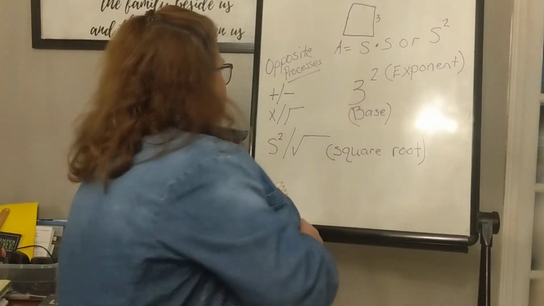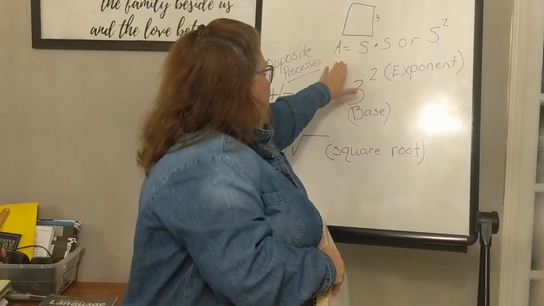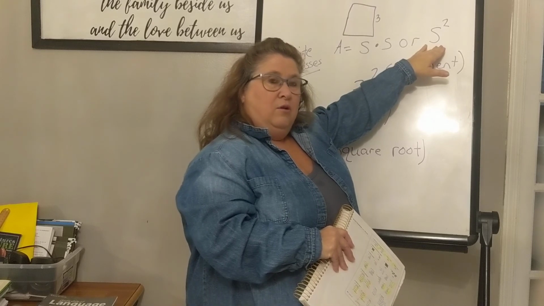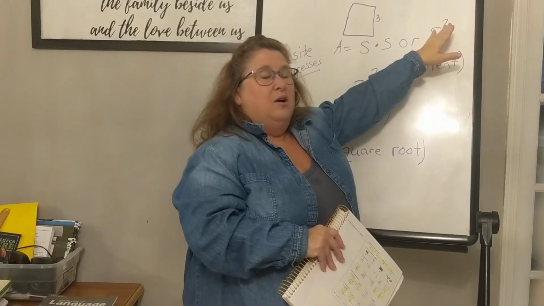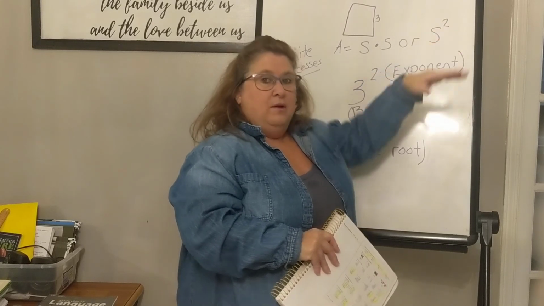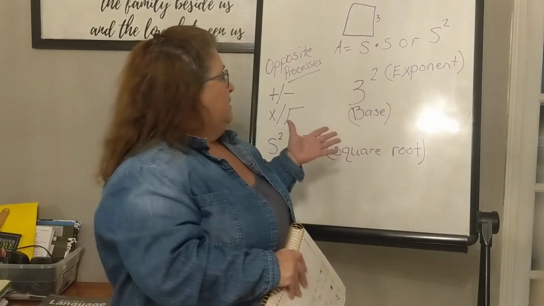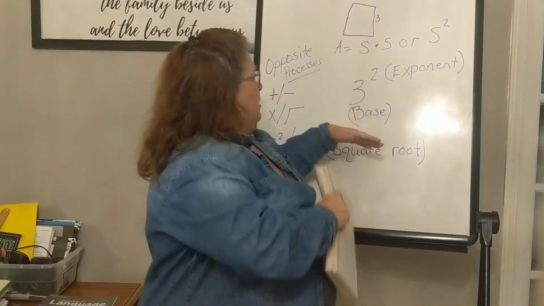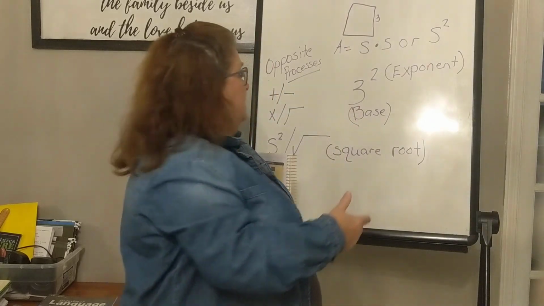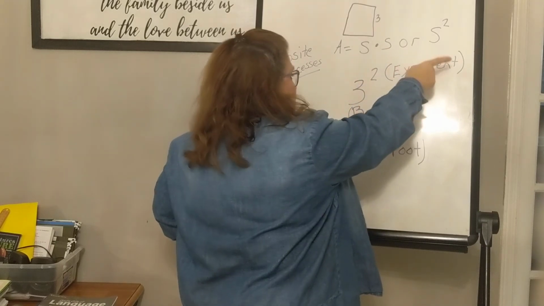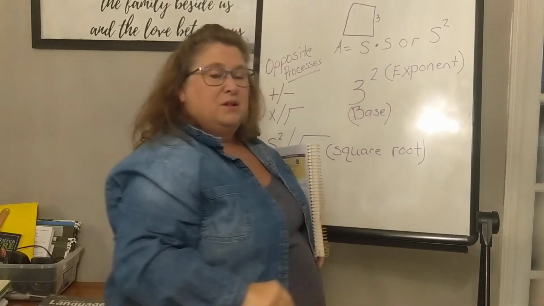So when we find the area of a square, we say area equals side times side. Or remember, on Friday it was side squared. So we learned that when we square a number, it just means we're going to multiply that number times itself. So side times side would be 3 times 3, or side squared, 3 squared.